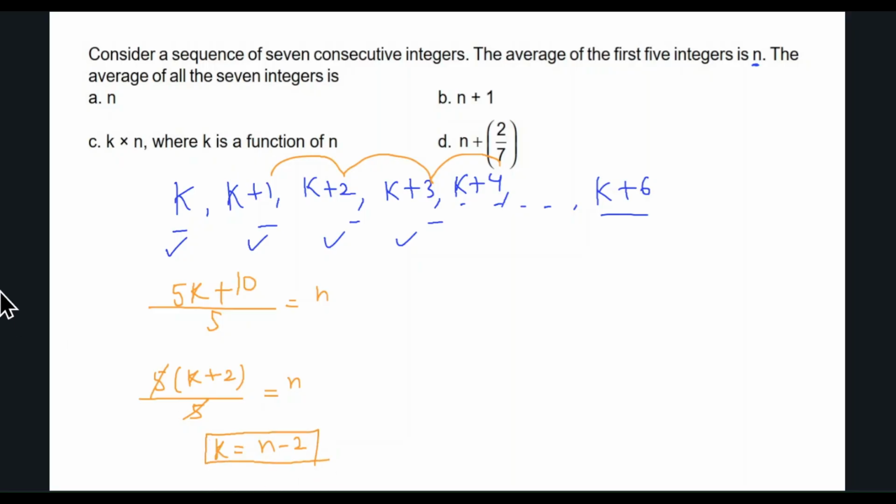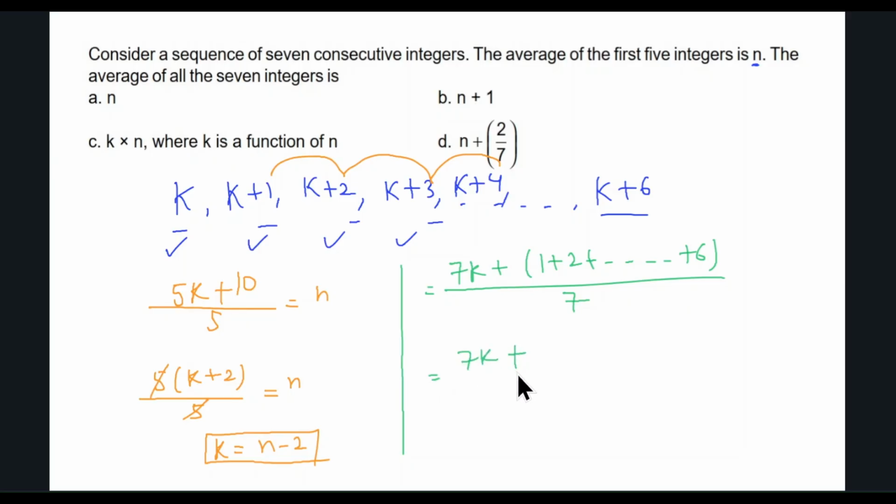Let's keep it aside. Now they are interested in getting the average of all these 7 integers. So if I add all these 7 numbers, I will have 7k, and then I will have 1 plus 2 plus and so on till 6, divided by 7. That's what we are interested in, right? So 7k is just 7k. 1 plus 2 and so on is 21 using a calculator, divided by 7. 7 taken as a factor, so 7 times k plus 3 over 7. 7 is gone, and I'm left with k plus 3.